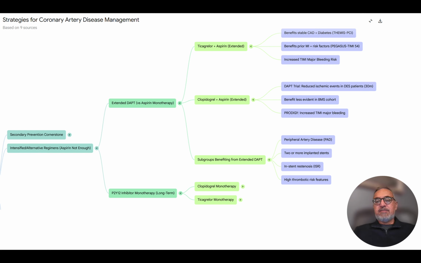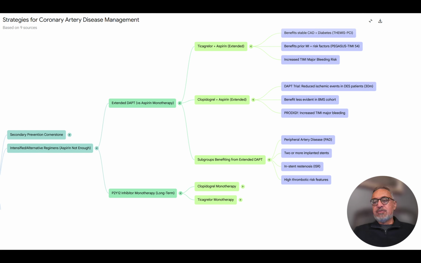Extended DAPT therapy should be considered, particularly in patients with associated peripheral vascular disease or severe disease. Ticagrelor with aspirin extended may give benefit in patients with stable CAD and diabetes. This comes out of the THEMIS-PCI research study. Those with prior MI and risk factors may also benefit from a similar strategy. If there is increased TIMI bleeding risk, then this should be reconsidered.